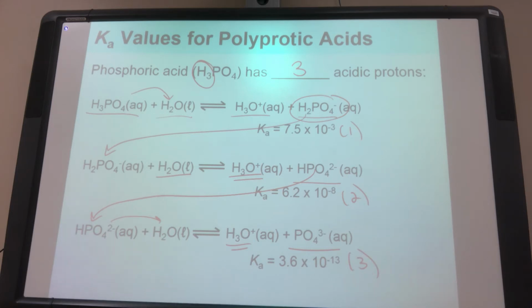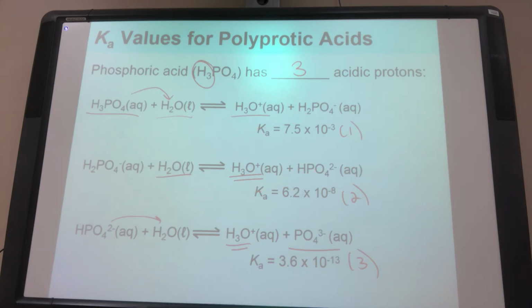Okay? You won't have to write these. I just want you to see what's happening. You can't do all 3 in one fell swoop. What happens is the phosphoric acid gives up the first one, then he's going to give up the second one, then he's going to give up the third one. So you have to do it by steps.